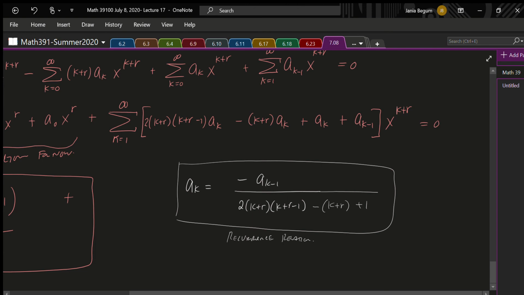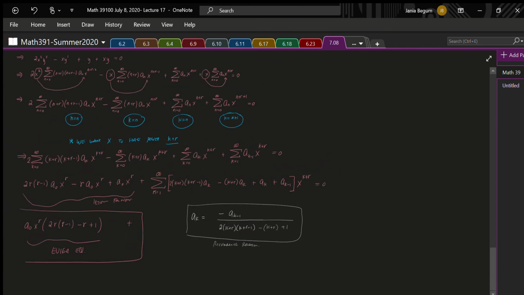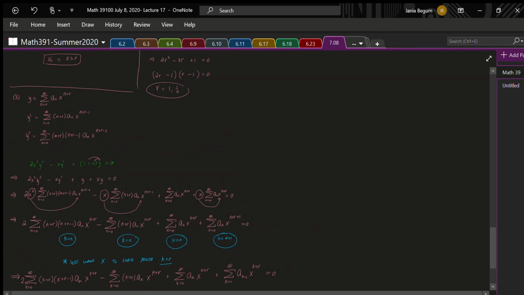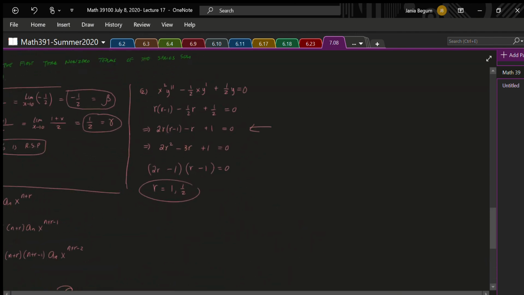But we want the recurrence relation corresponding to the larger root. What's the larger root when we solve this Euler equation?